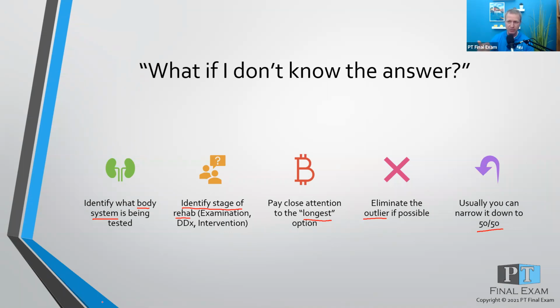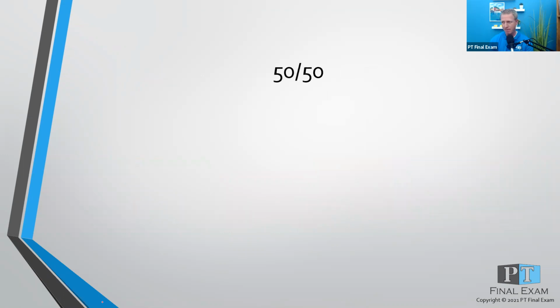You get down to 50-50, look for the lengthiest answer option, look for the one that's usually not overly optimistic, or another one that they'll sometimes put in there is abdicating care or a referral when it's not warranted. So very often these are cases where it would be wise to collect more data before making your physician referral. So things like that can help you identify and make a better decision when it comes to the 50-50 questions.